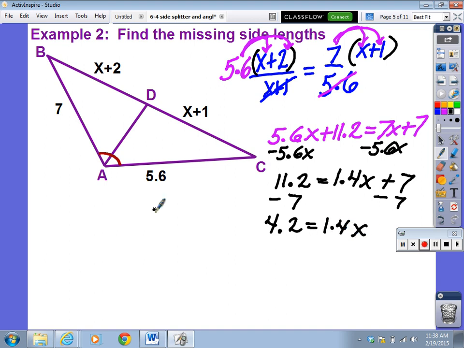Now how do we get x alone? Divide by 1.4 at this point. 1.4 divided by 1.4, and what do we get? 4.2 divided by 1.4 is? So 3 is equal to, those divided out, so we have 3 is equal to x.